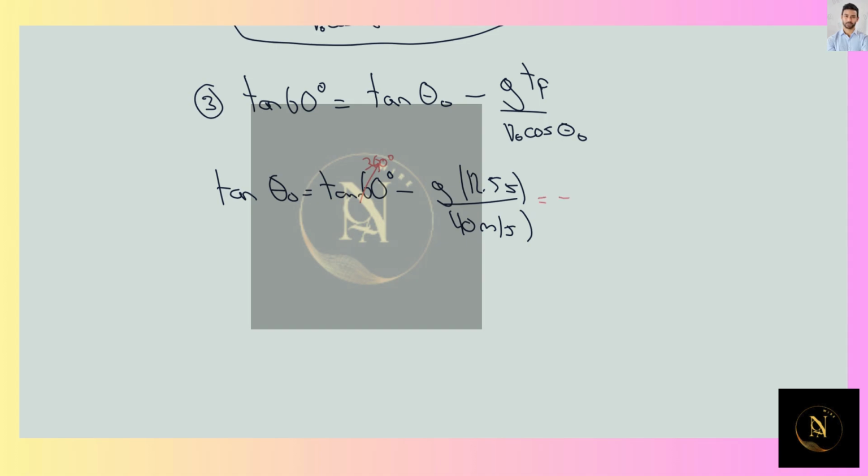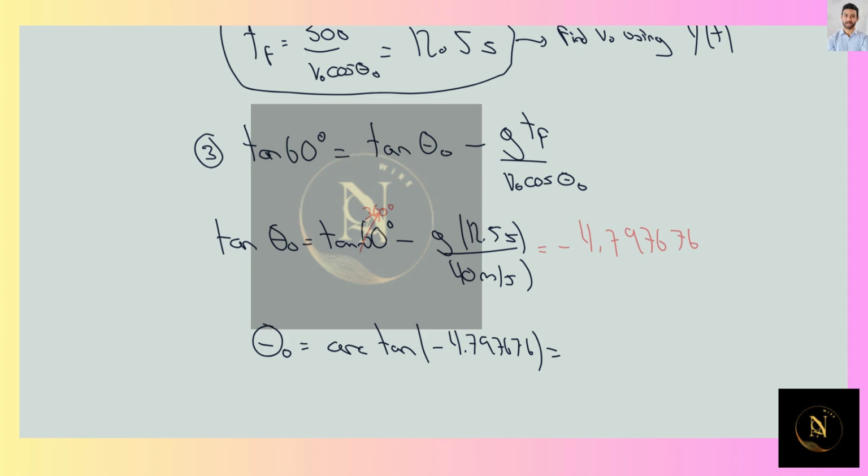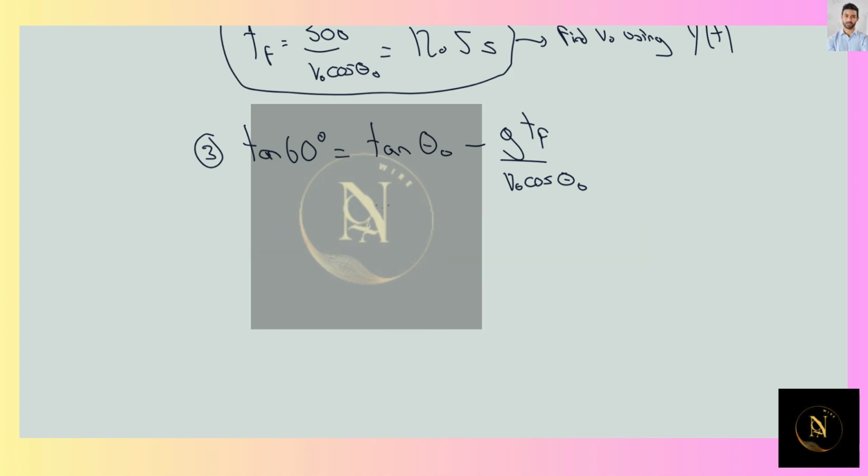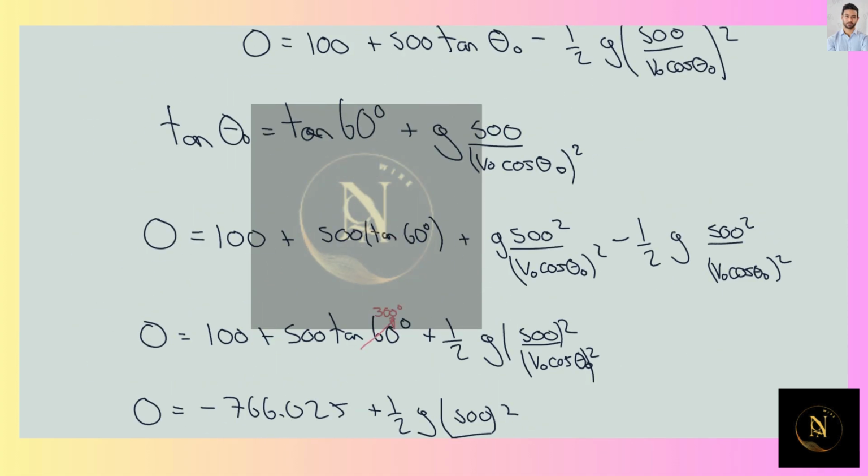this would be equal to minus 4.797676 approximately. Thus, theta 0 would be equal to arctangent of this result, which is actually over here. I oversaw that it is easier to get the result directly with tangent of 60 degrees. The equation is going to be quite similar, but one step before, just to give us the correct result.